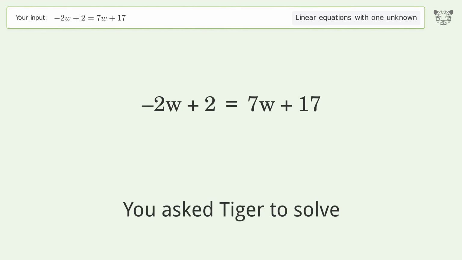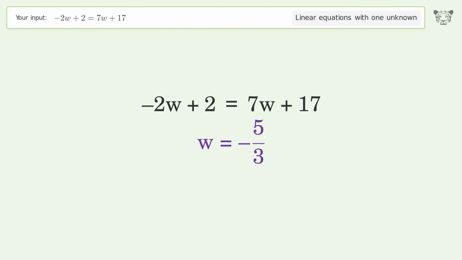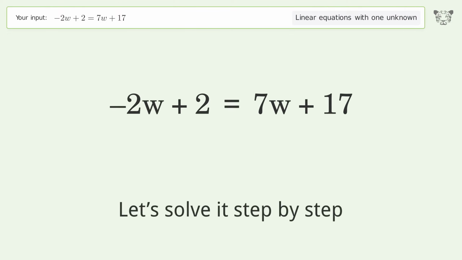You ask Tiger to solve. This deals with linear equations with one unknown. The final result is w equals -5/3. Let's solve it step by step.